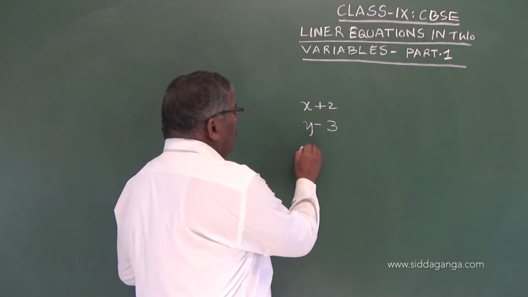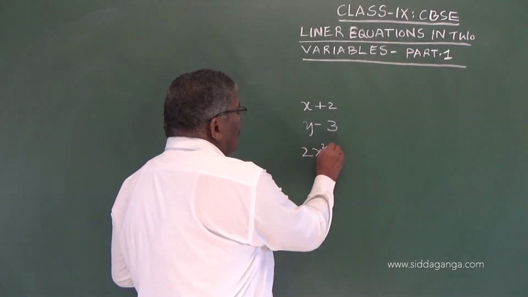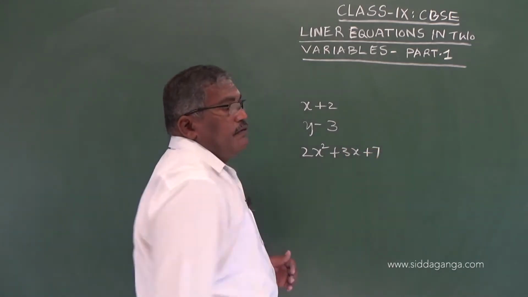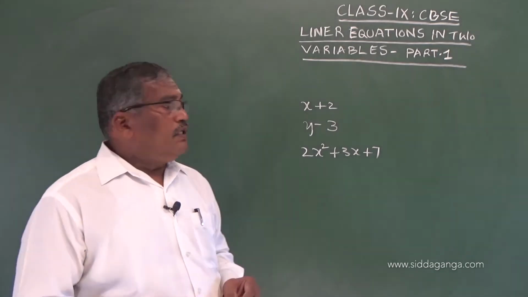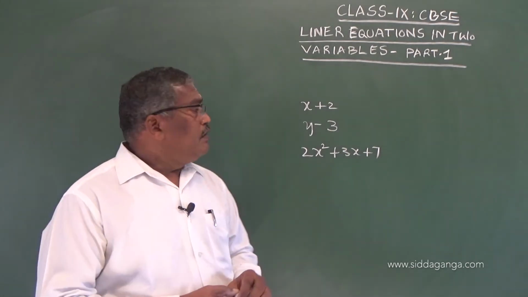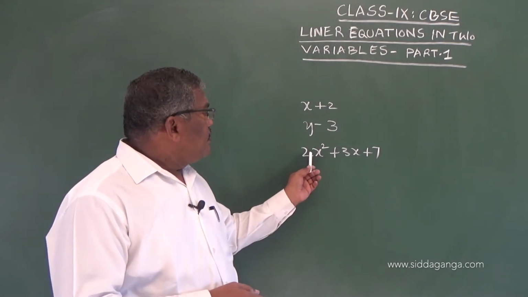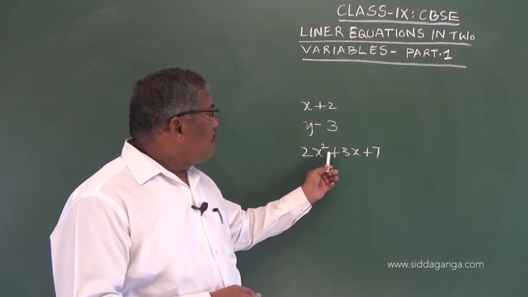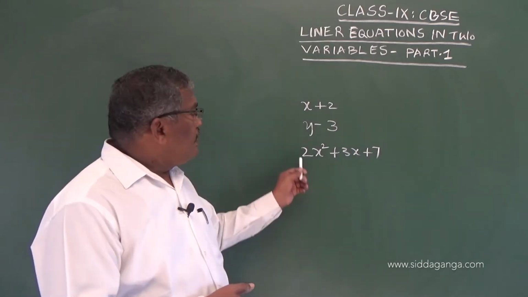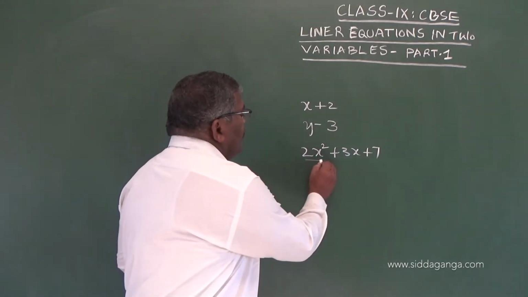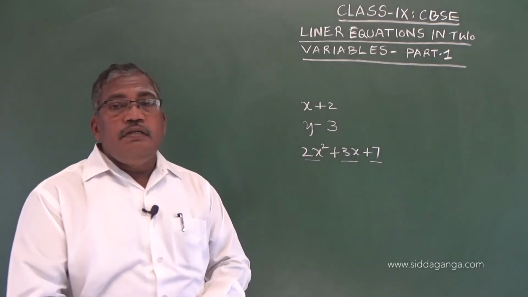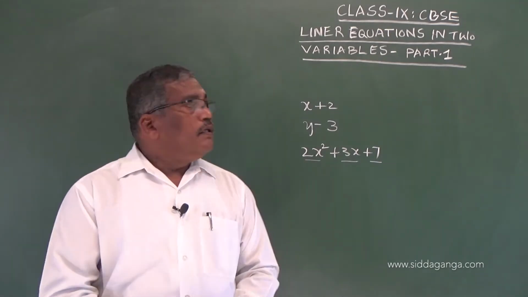Similarly, you have 2x square plus 3x plus 7, which you might have studied in polynomials. Here 2x square is added with 3x and it is added with 7. So it has term 1, term 2, term 3. This expression has 3 terms.